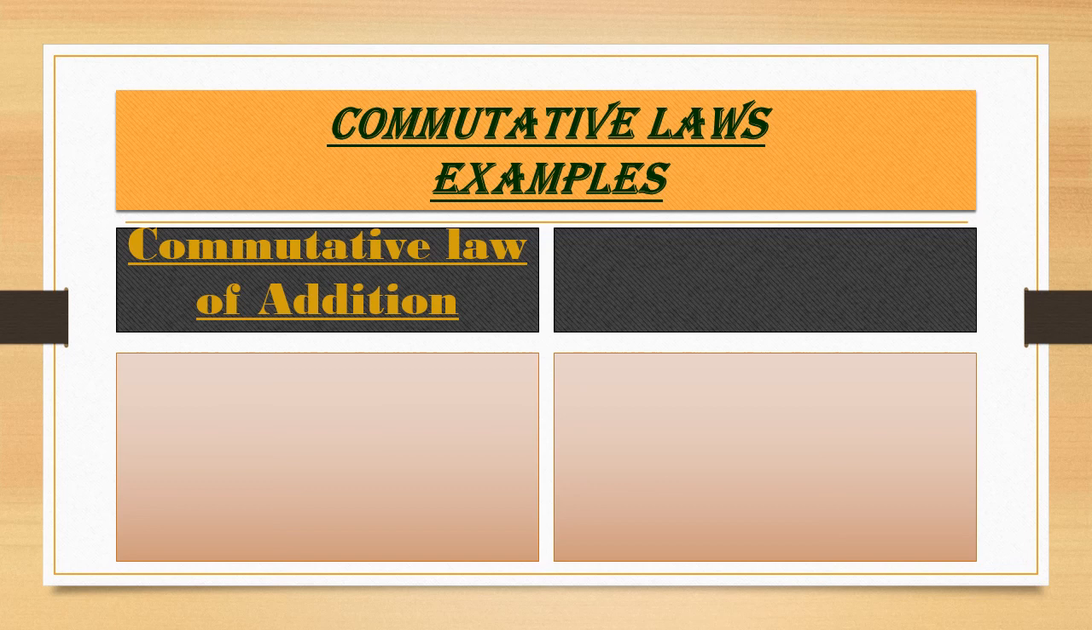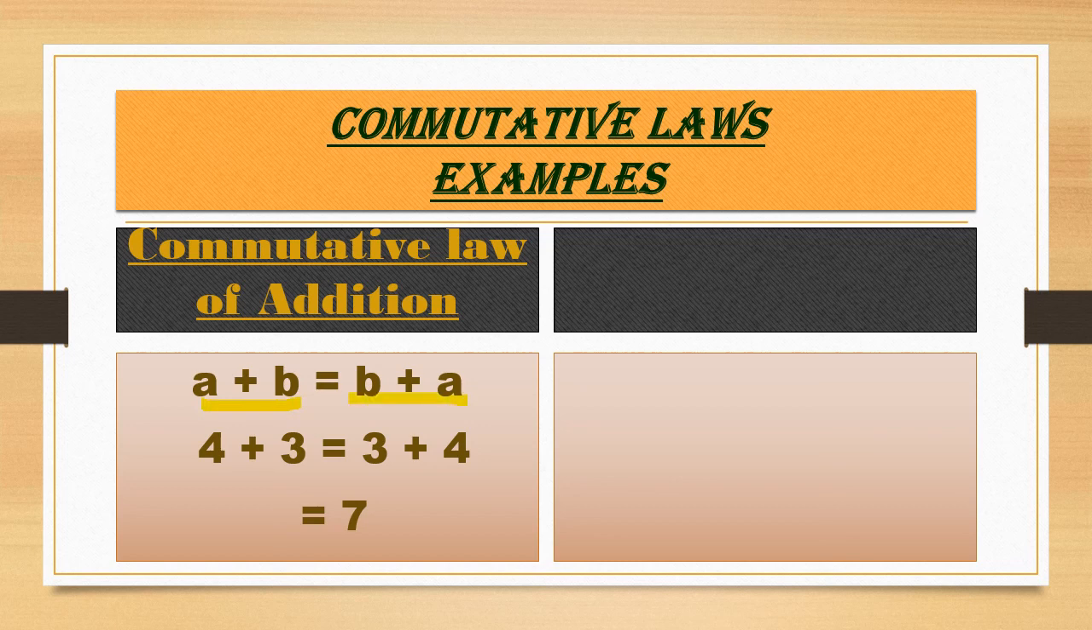In the commutative law of addition, let A and B be any two numbers. Hence, A plus B is equal to B plus A. Now we let A be 4 and B be 3. Now put these numbers in the given property. Then the answer will remain unchanged even if the position of the numbers is changed.